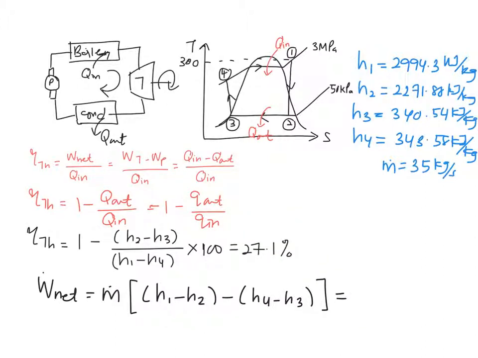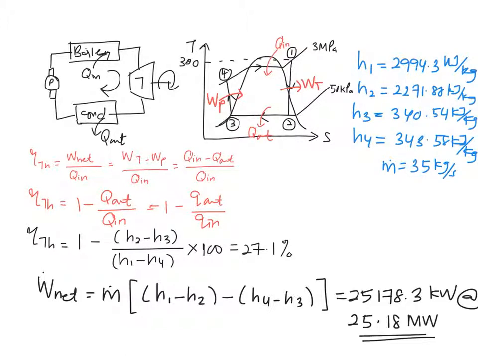So for your work net, because it wants to have a power, you need to times with your m dot, which is 35 kilogram per second, and it happens between the work of your turbine minus the work of your pump, where this is the work of your turbine and this is the work of your pump. Work in and your work out, okay. So you plug into this equation, finally you will get this much value, right?